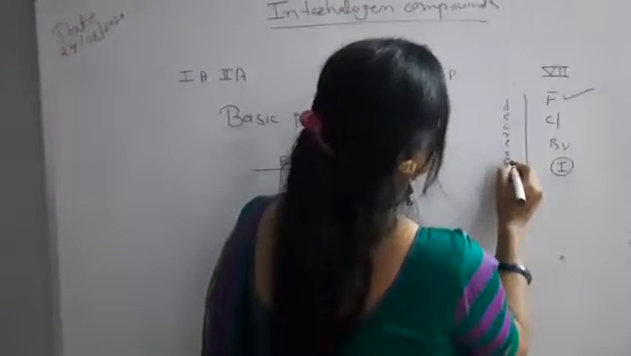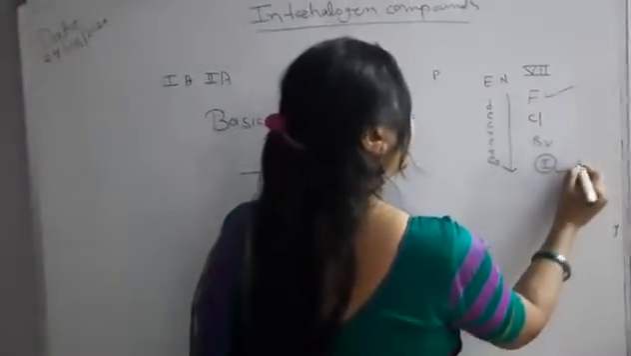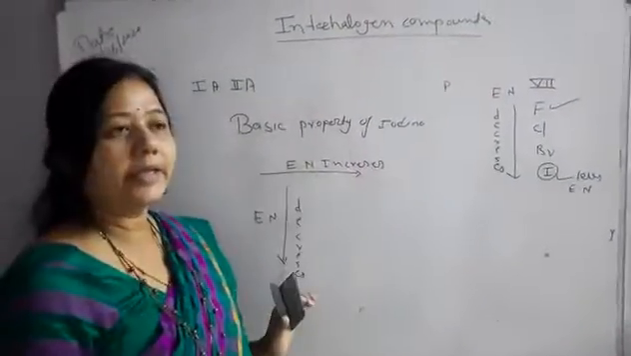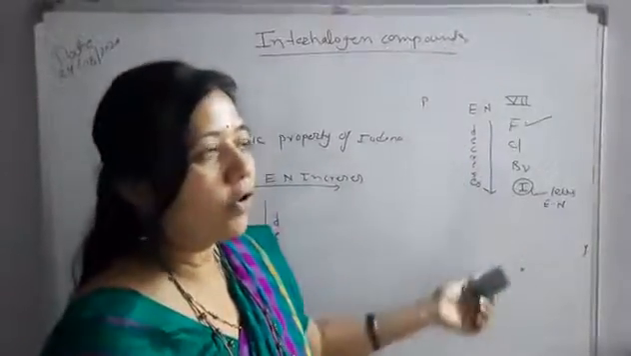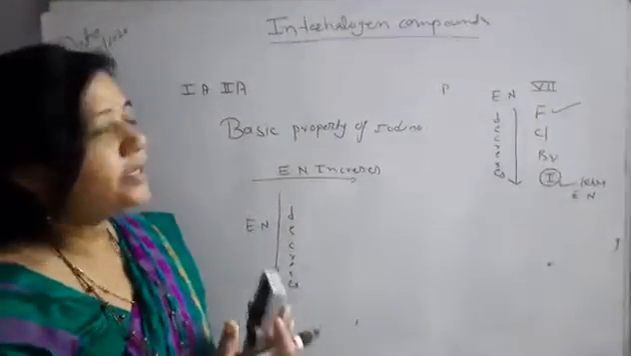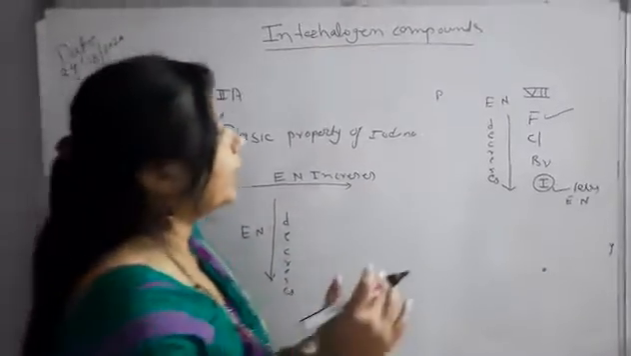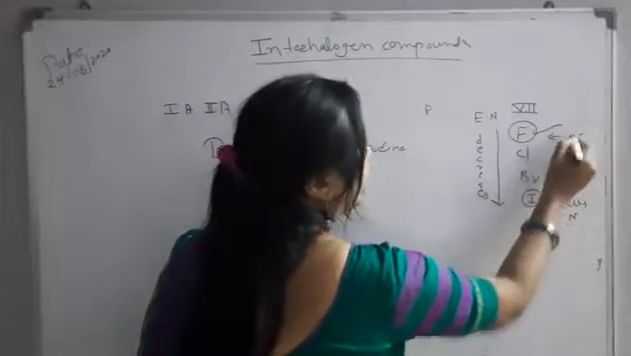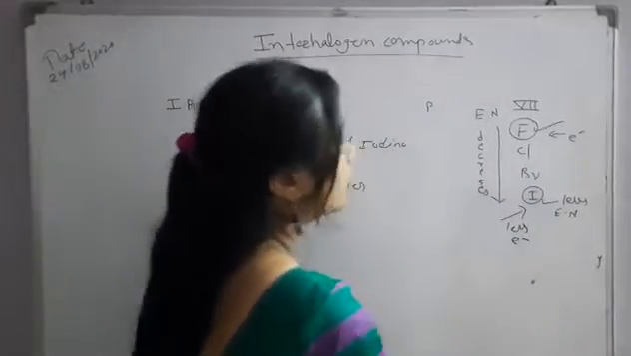So here iodine is less electronegative. Iodine is basic in nature. What do we mean by electronegativity? How can we define it? The tendency to attract the shared pair of electrons towards itself is called electronegativity. So fluorine has a greater attraction for electrons and iodine has a lesser attraction, if we compare this group.